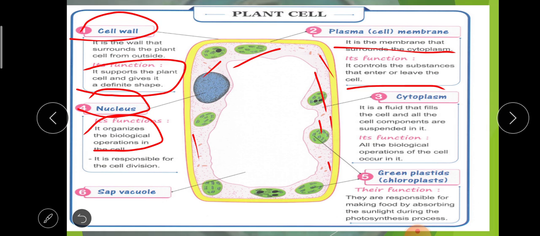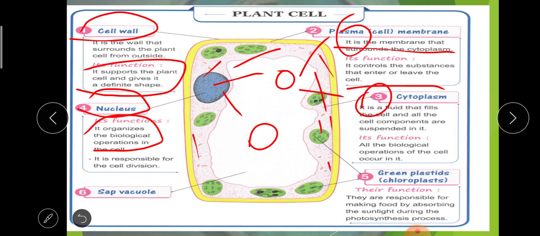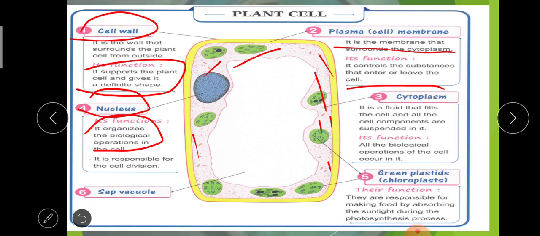Cell division means each cell is divided into two cells, and each one of them is divided into two cells, and so on. By this process, the plant grows and becomes bigger. After that, the green plastids or chloroplasts absorb the sunlight to make their own food by the photosynthesis process. Number 6 is a sap vacuole to store the food inside it.